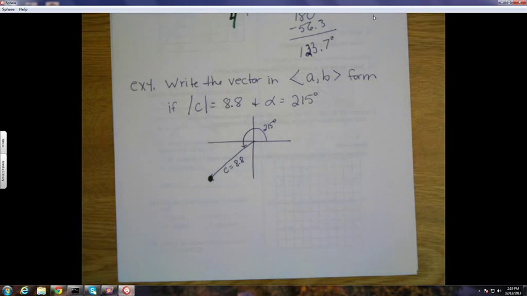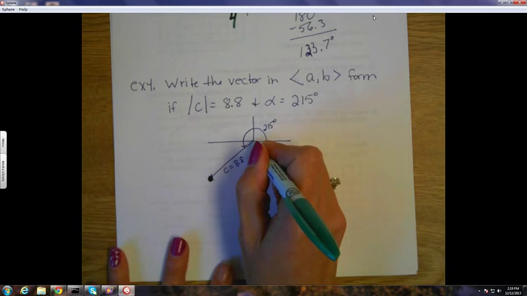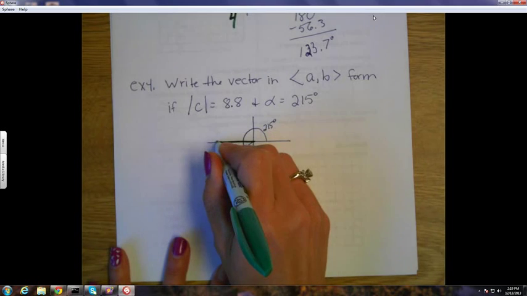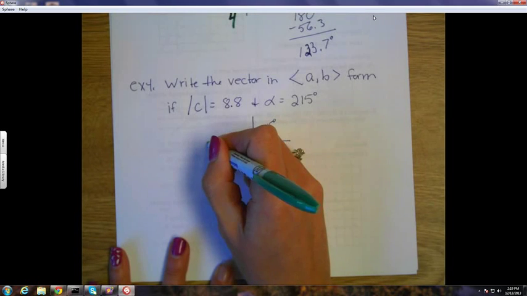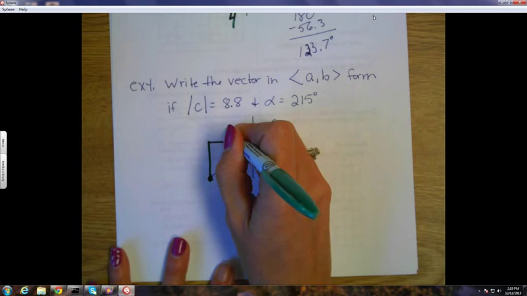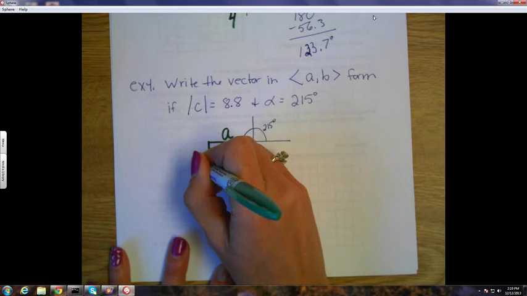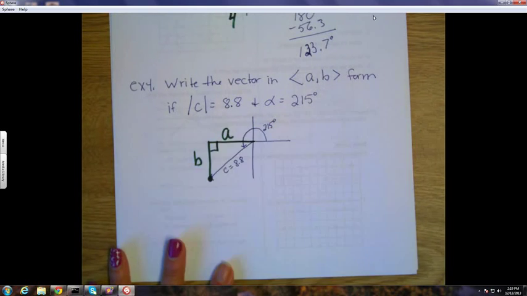And you can always make the right triangle when you're on the coordinate plane. And the legs of the right triangle are going to give me the A and the B, my X and my Y. So I am looking for this and this, A and B. Got the 90-degree angle. We've got the 8.8. I'm missing a third piece of the triangle. How do I figure it out?